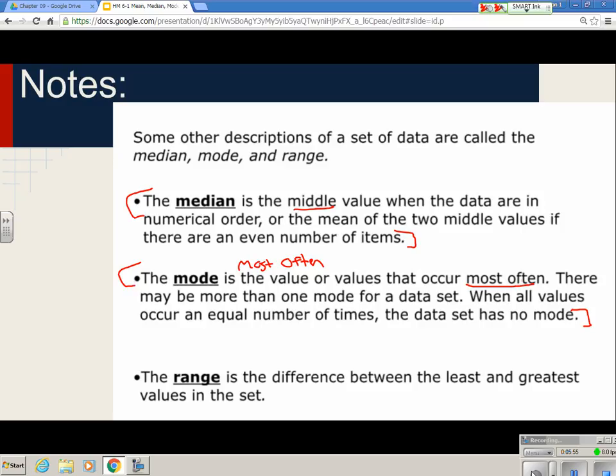And range is my favorite one. I think it's the easiest. All you got to do is look at the largest and smallest number, and what's the value between it. The difference is how I think about that. Difference means subtraction. Have these definitions down before moving on, and then we'll actually apply our knowledge to them.